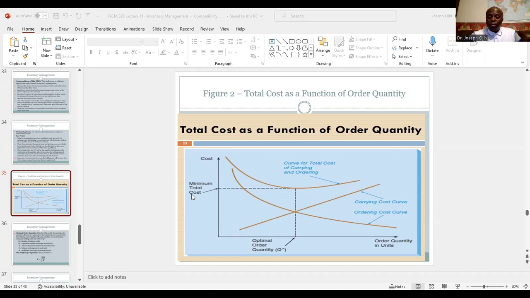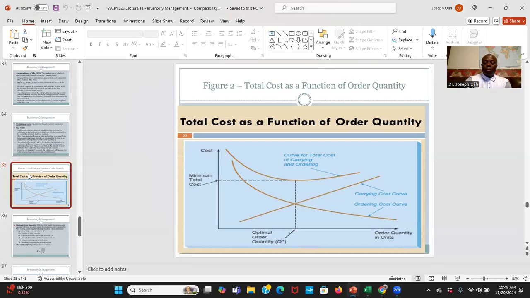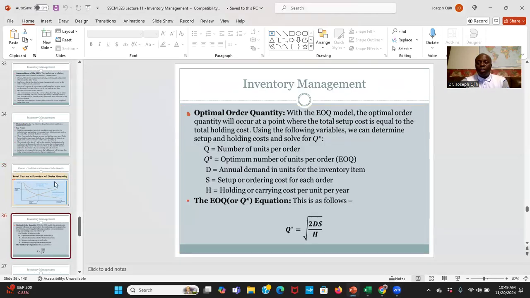doing the project. Okay. Before you start the project, you can watch this video. You can even watch it as you do the project. Look at this question here. Before I do the question, I want to give you the formula. The optimal order quantity. So with the economic order quantity model, the optimal order quantity, like I showed you on the graph, will occur at the point where the total setup cost is equal to the total holding cost.